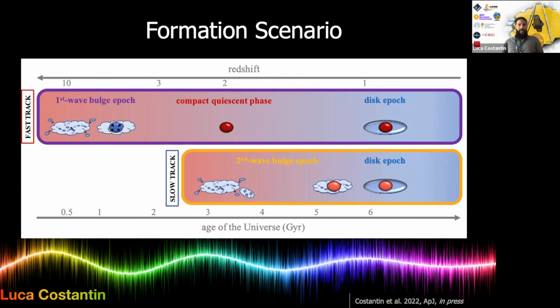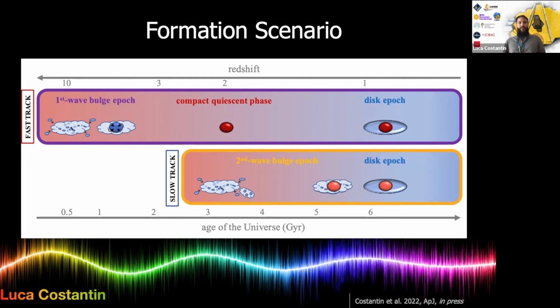To summarize a bit, this is the cartoon of the evolutionary path we propose for first and second wave bulges. The first wave bulges are labeled as fast-track spheroids, because they assemble their mass very rapidly in the first phase of the universe, right? Then they go through a compaction, a quiescent phase, and after that, they acquire their disk and are observed as massive disk galaxies by redshift 1.